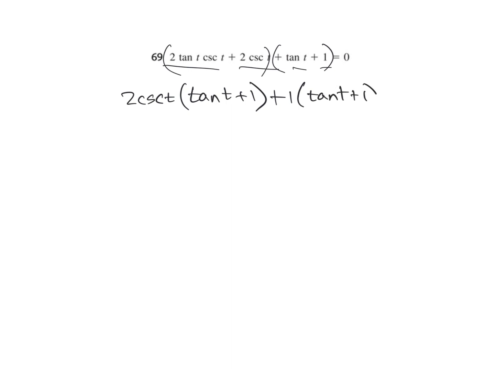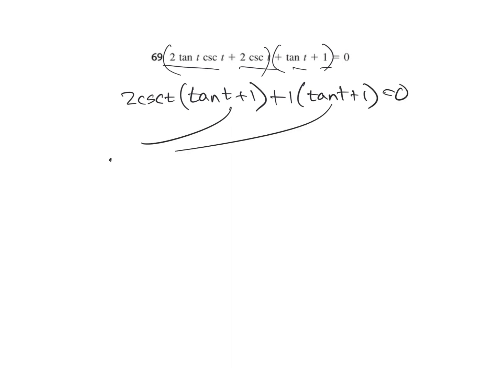Okay, so I see 1, 2, 3, 4 again. Not sure this is going to work this time, but let's go ahead and factor by grouping to start. I could look and figure out how to do it, but I want you to see how I'm doing this each time. I meant the first 2 here. So what can I take out? I can take out a 2 cosecant of t, and I get tangent of t plus 1. And then out of these 2, I can factor out a 1, and that's tangent of t plus 1.